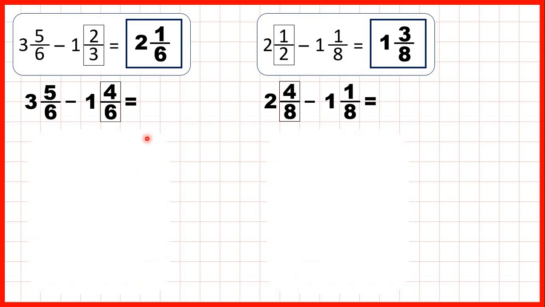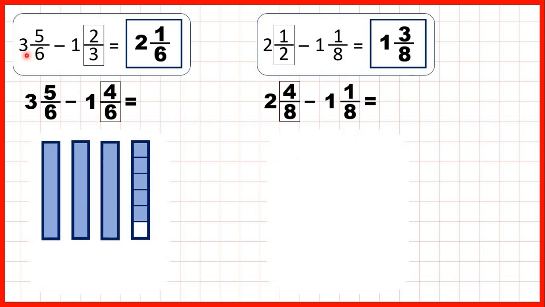So let's look at what we did here. We started with 3 and 5/6. We needed to subtract 1 and 2/3, but we found that 2/3 is the same as 4/6. So if I colour in 4 of those 6 in yellow, you can see that's the same as 2/3. We were also taking away 1 whole, and that left us with our answer of 2 wholes and 1/6 left in blue here.